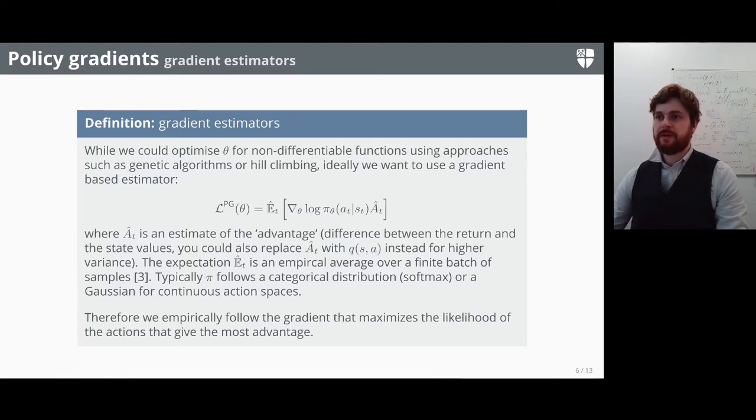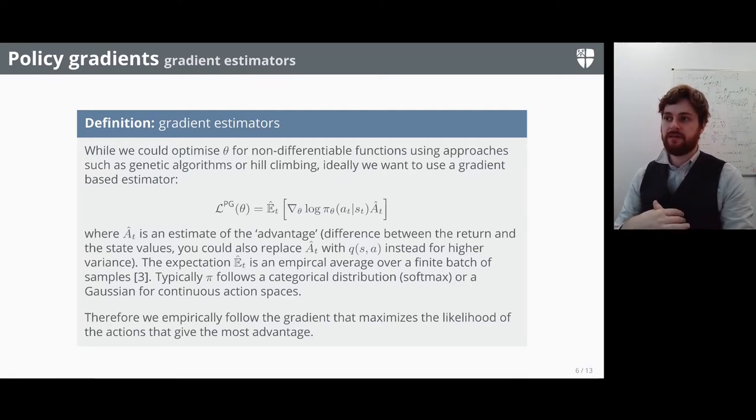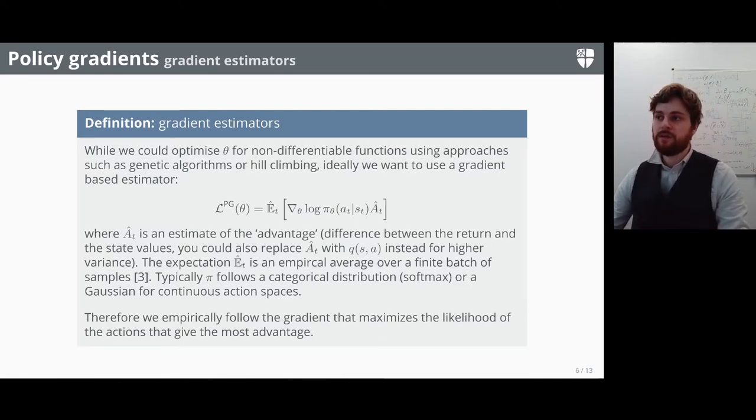So we need to somehow come up with some estimate of the gradient. And to do this, we typically need to do some kind of empirical averaging, for example, over a batch of our samples. So this is why we have this expectation here, so we can do this empirical averaging. And if you just take a glance at this equation right now, the first thing that might jump out at you is this log here, and you might be asking, well, why is there a log here? And remember, this is a distribution over actions. This is a probability distribution over all of our potential actions.